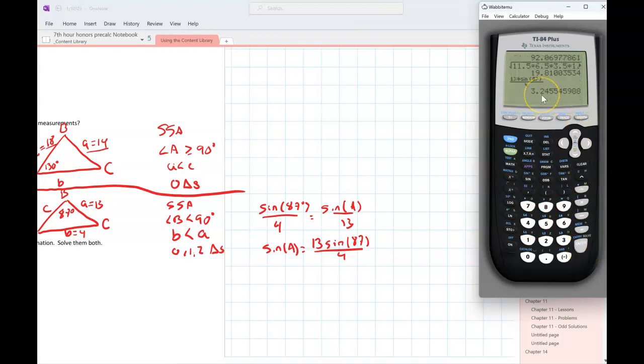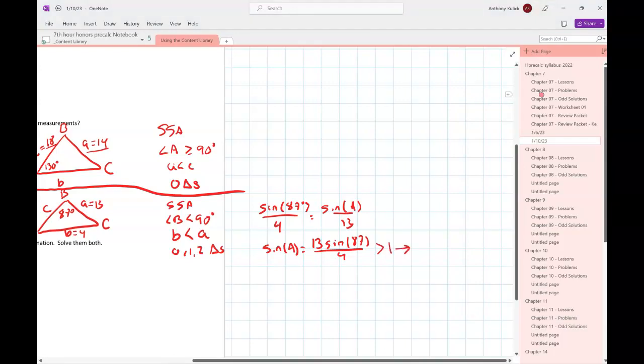The number I get there is greater than 1. That tells me 0 triangles. If it was equal to 1, it would be 1 triangle. If it was less than 1, it would be 2 triangles. So they're both 0 triangles, but for different reasons. Feel good? Or better anyways? We'll settle for better.